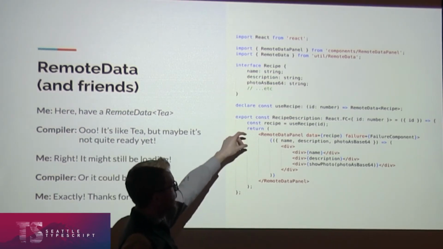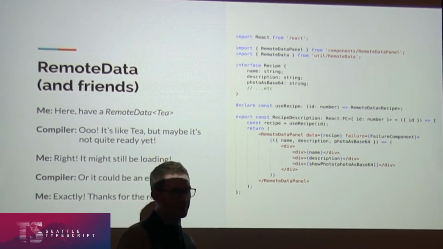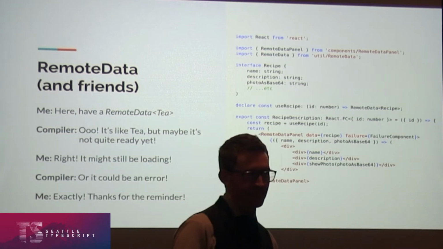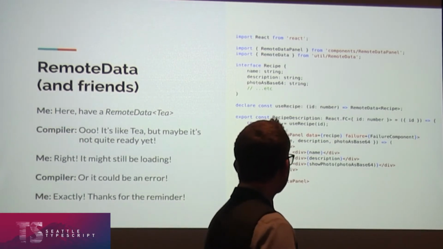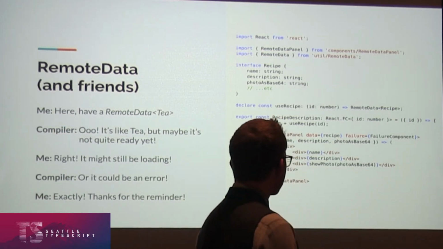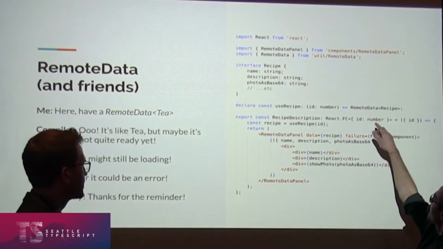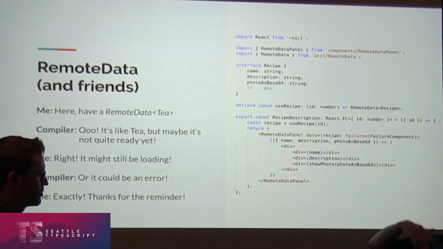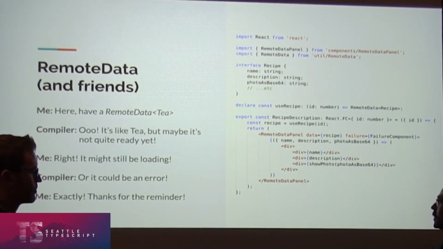And this remote data panel is very generic. It can handle not just recipes, but all sorts of things, tea, etc. I'll chime in real quick. A big difference here: this is kind of like a promise of recipe. It's an asynchronous thing. It may be coming from the server or the cache, or maybe you already have it.